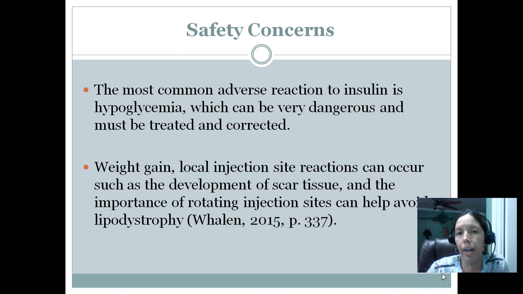The most common adverse reaction to insulin is hypoglycemia, which can be very dangerous and must be treated and corrected. So all diabetics should know how to treat and correct a hypoglycemic episode. Another reaction of taking insulin is weight gain. Local injection site reactions can also occur, such as the development of scar tissue, and the importance of rotating injection sites can help avoid lipodystrophy.